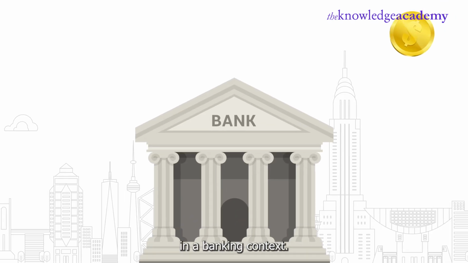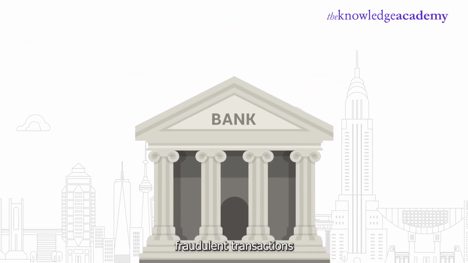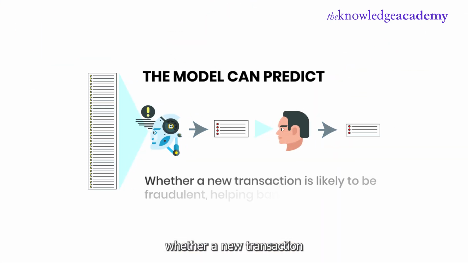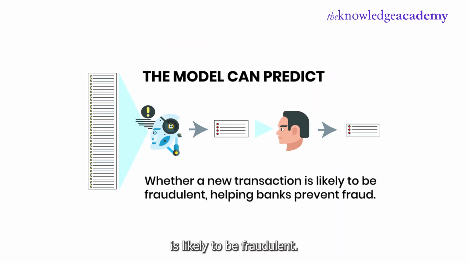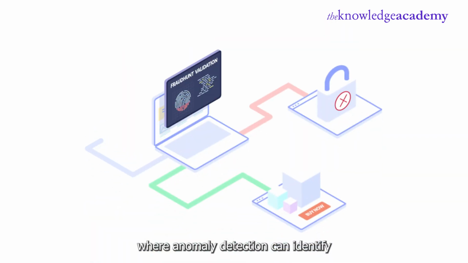In a banking context, anomaly detection models can be used to identify fraudulent transactions. By analyzing patterns from past transactions, the model can predict whether a new transaction is likely to be fraudulent, helping banks prevent fraud. Another example is network security, where anomaly detection can identify unusual activities that might indicate a security breach.